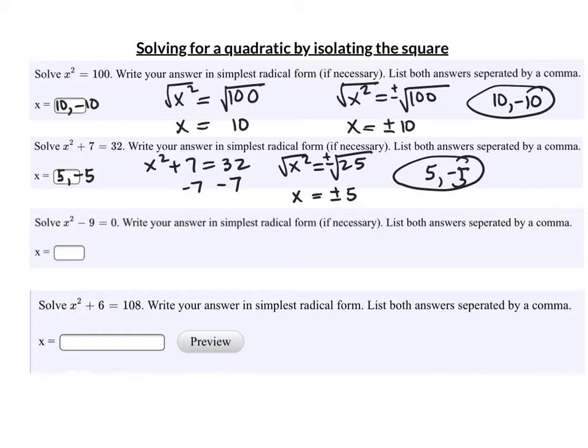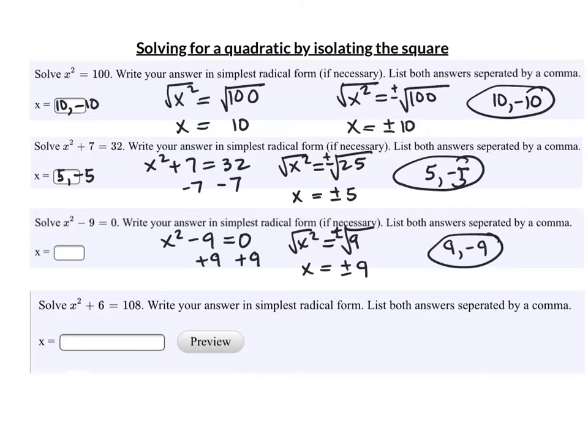On this next one, same thing. Get the square by itself. X squared minus 9 equals 0. We'll add 9 to both sides. So x squared equals 9. We can get the square by itself by taking the square root. Because there's two numbers squared that make 9, we put a plus or a minus over there. And we say our answers are positive 9 and negative 9. But when we enter it in the grade book, in the answer box, we have to say positive 9 and negative 9 are our answers.